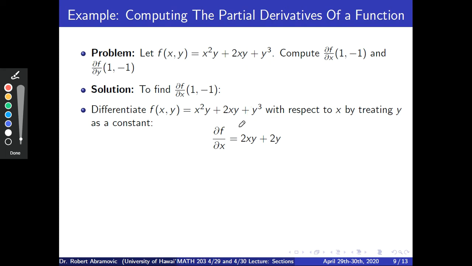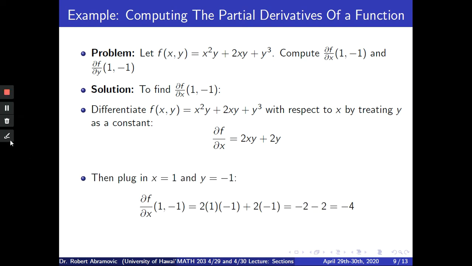Now the derivative of x squared times y: y is a constant, so we can just pull it out. The derivative of x squared is 2x. That's why the derivative of x squared y with respect to x is 2xy. Now, the derivative of 2xy is equal to 2y because we can just pull out x. The derivative of 2y times x is just 2y. The derivative of any constant multiple of x is that constant.